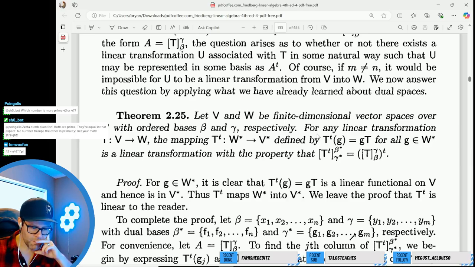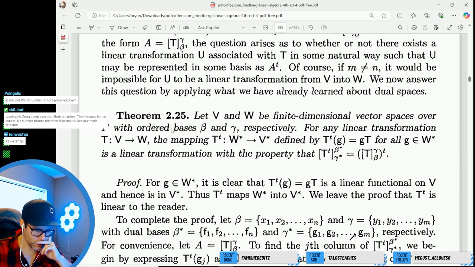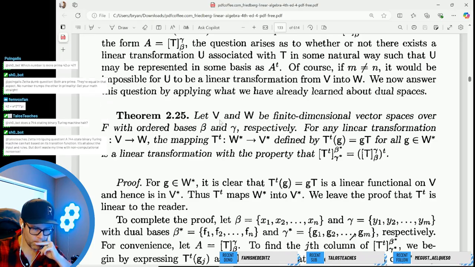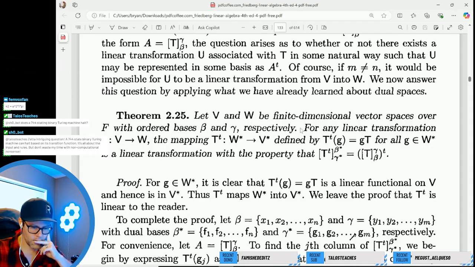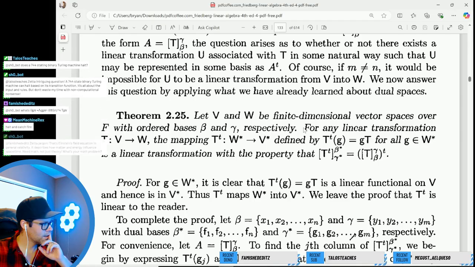Okay, so we're taking two finite dimensional vector spaces over a field, both of these have ordered bases. Intriguing question. A 744 state binary Turing machine can halt based on its transition function. It's all about the input and rules. But don't waste my time with non-computational nonsense.